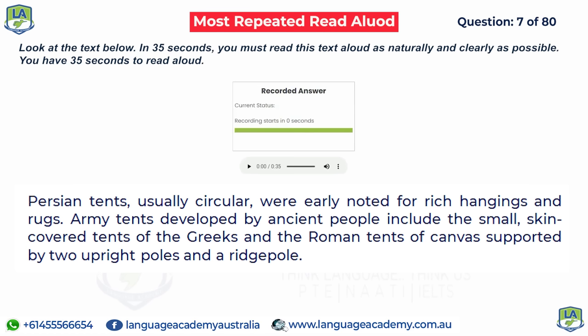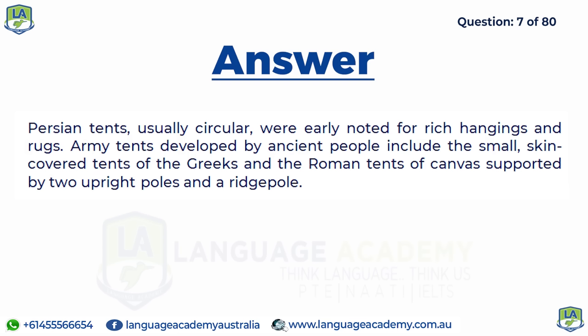Persian tents, usually circular, were early noted for rich hangings and rugs. Army tents developed by ancient people include the small, skin-covered tents of the Greeks and the Roman tents of canvas supported by two upright poles and a ridgepole.